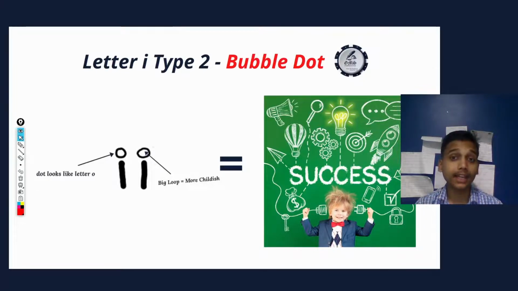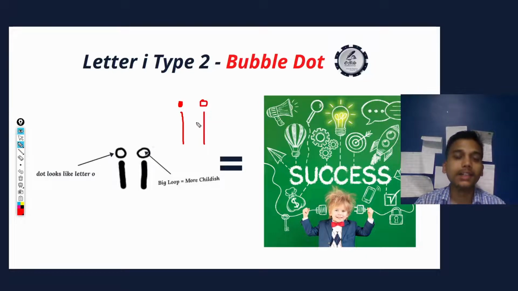We are going to study an interesting letter I type, which is the bubble dot. As the name indicates, the dot is in a bubble way. Normally we find a dot which is completely filled from inside. Here you will see that it's empty from inside.